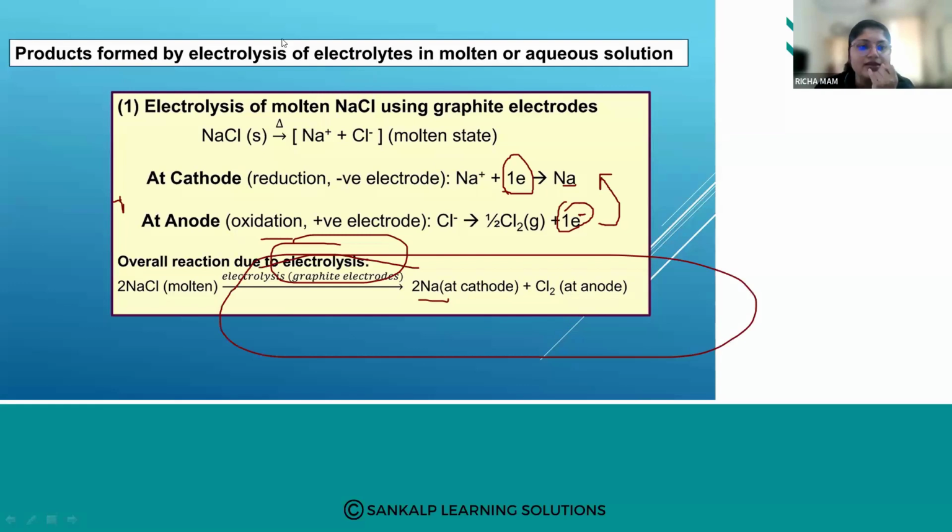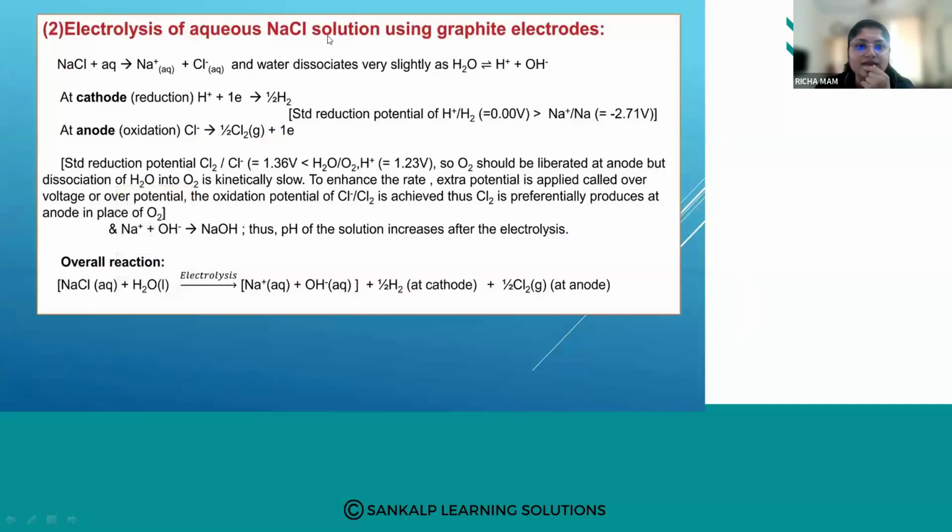Next is the electrolysis of aqueous NaCl solution. That was molten. Here we are taking NaCl in aqueous form. Aqueous means in water. So we are going to take NaCl in water, and you get an aqueous NaCl solution, using graphite electrodes. So what will happen here?